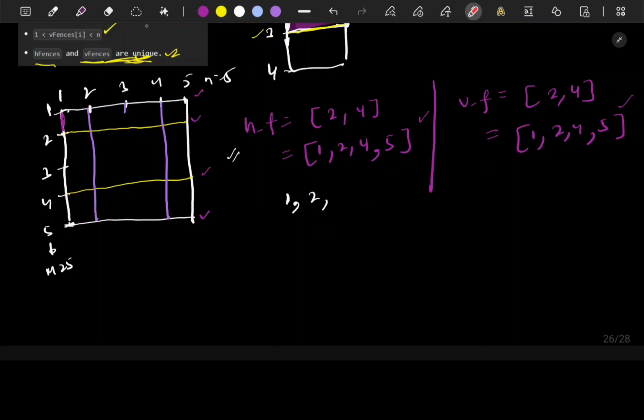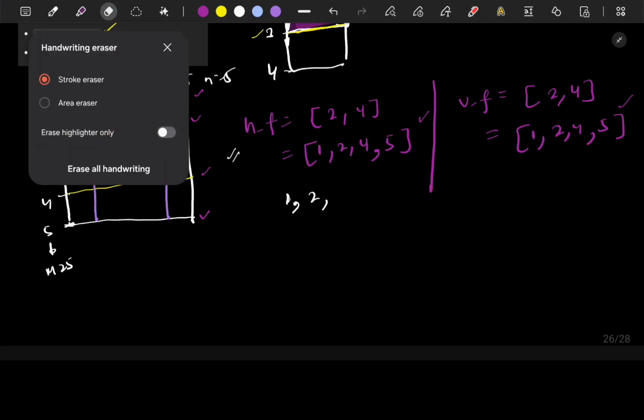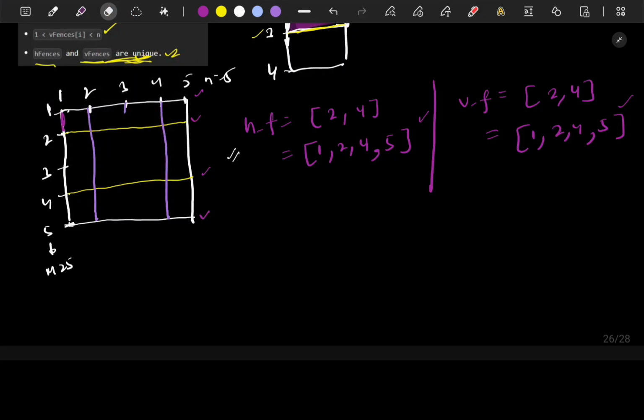So basically what we are doing is finding every possible side length with horizontal fencing. How we can get it is very simple. We will iterate over this and get all possible values. We keep an index i here and j here, and take j minus i. That is, h fence of j minus h fence of i. 2 minus 1 is 1, then j moves here, 4 minus 1 is 3, then j here, 5 minus 1 is 4. These 3 lengths are possible.